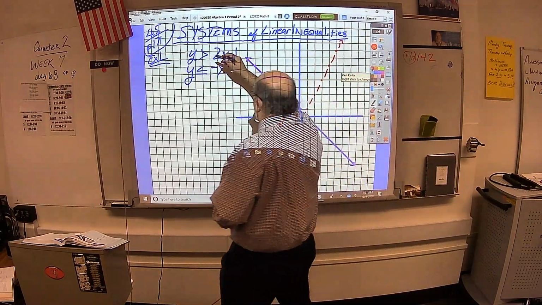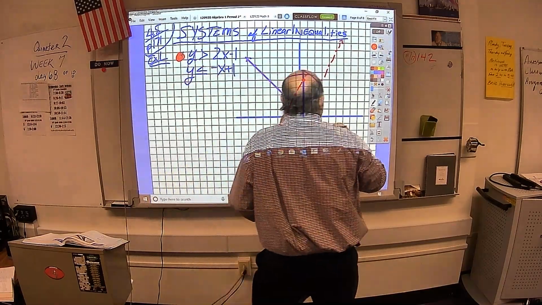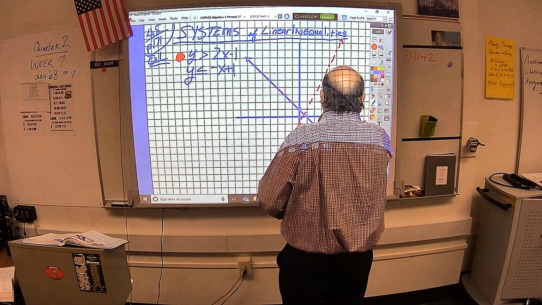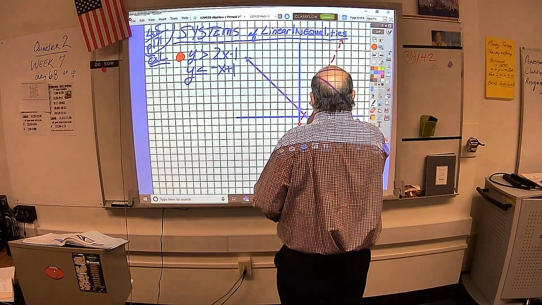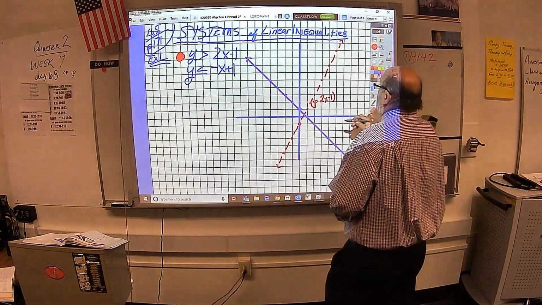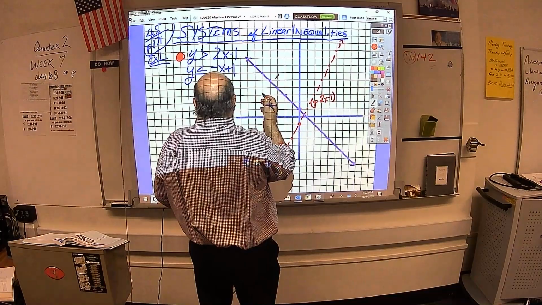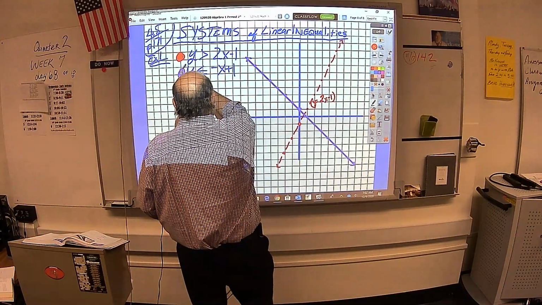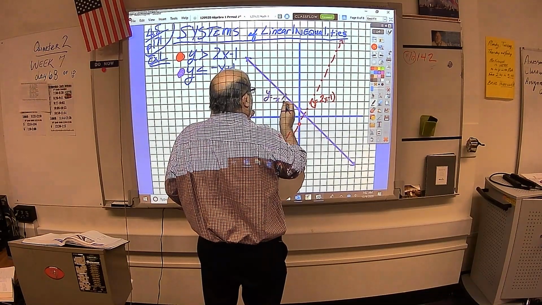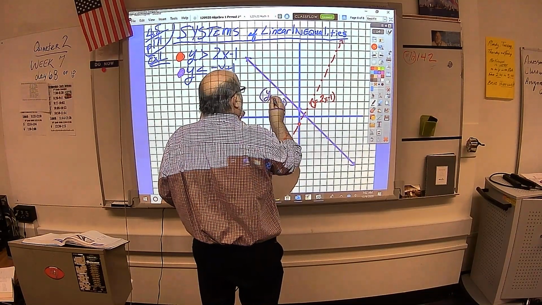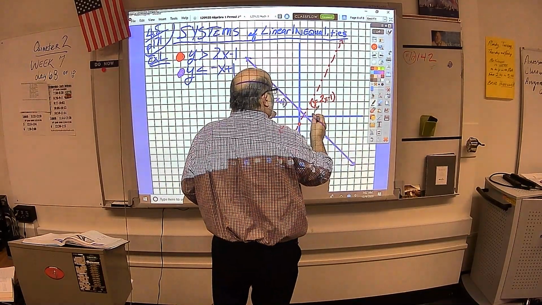This is 2x minus, and let's make sure we understand what we're talking about. 2x minus 1 is here. Big red ball there. Y equals 2x minus 1 here, because we always want these things labeled. And then the other one is y equals negative x plus 1. And that's right here. And our same tools still come into play.